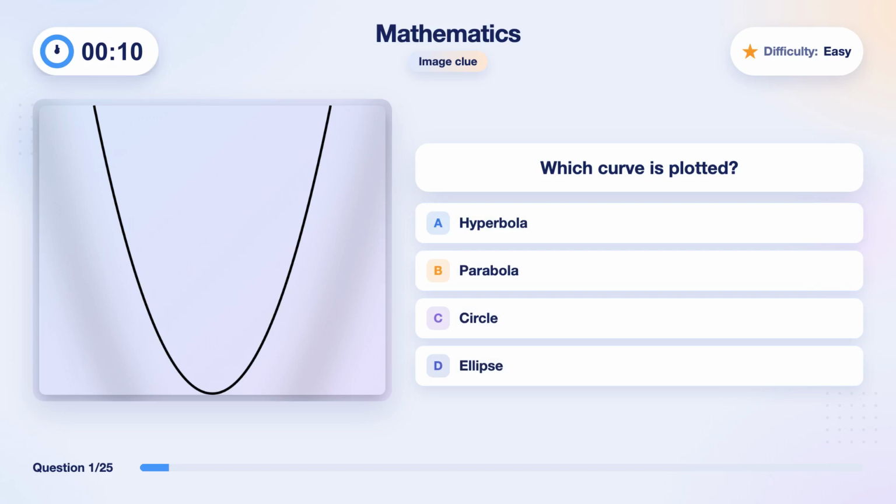Which curve is plotted? The choices: A. Hyperbola, B. Parabola, C. Circle, D. Ellipse. Think twice before you choose. Time, 10 seconds. Don't stall. Cards on the table. The answer?